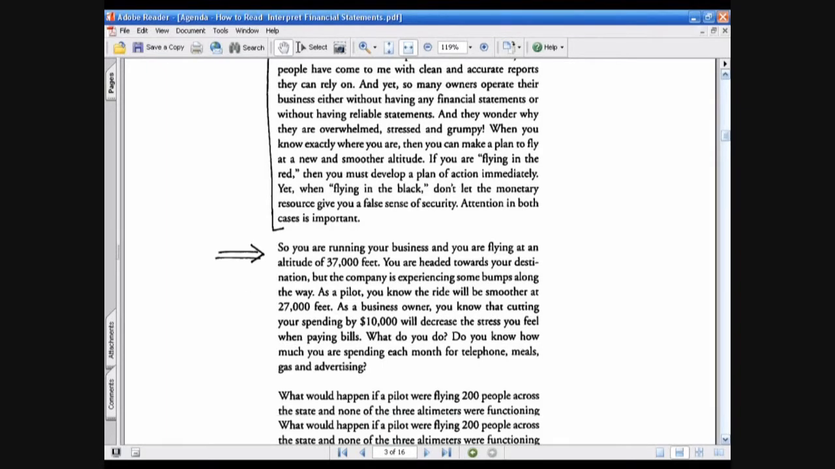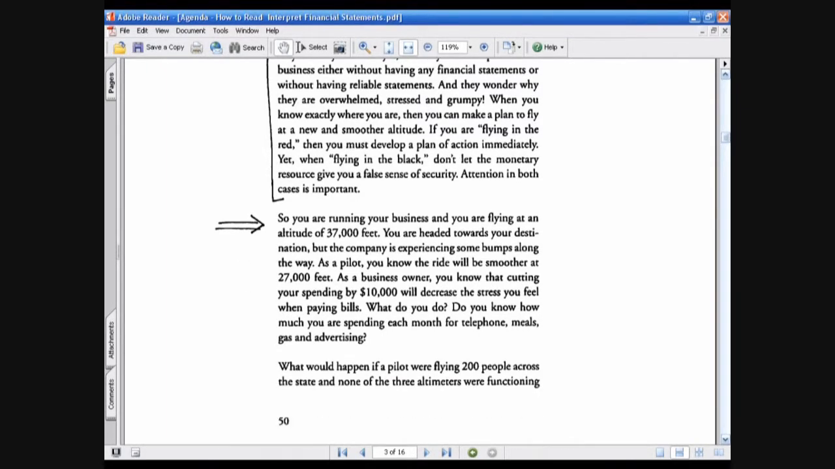So you're running your business and you're flying at an altitude of 37,000 feet. You're headed toward your destination, but the company is experiencing some bumps along the way. As a pilot, you know the ride will be smoother at 27,000 feet. As a business owner, you know that cutting your expenses by $10,000 will decrease the stress you feel when paying bills. Do you know how much you're spending each month for telephone, meals, gas, and advertising?